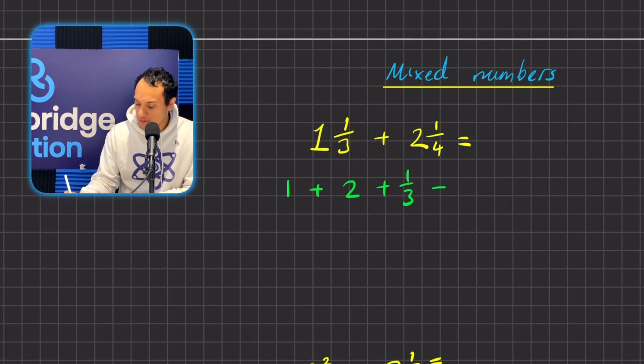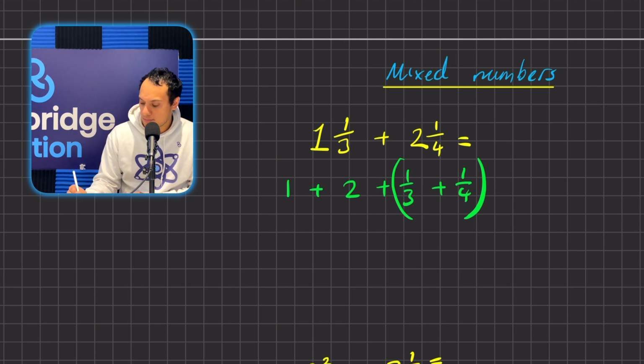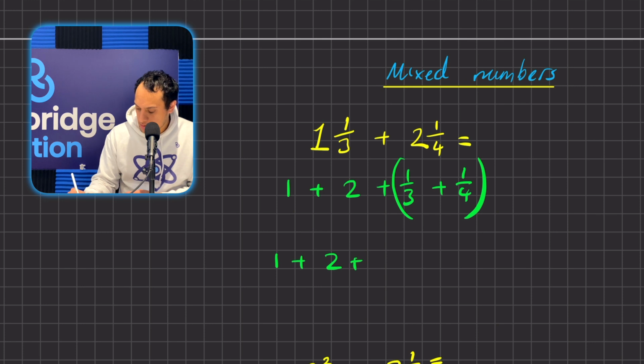So 1/3 plus 1/4. We're just going to concentrate on this thing that I've put in the brackets, the two fractions. So we've got 1/3 plus 1/4. Lowest common multiple of 3 and 4 is 12. If we were to go through our multiples of 3 and our multiples of 4, they'd meet at 12. So I'm just going to rewrite this sum. So 1 plus 2 plus something over 12 and something over 12.